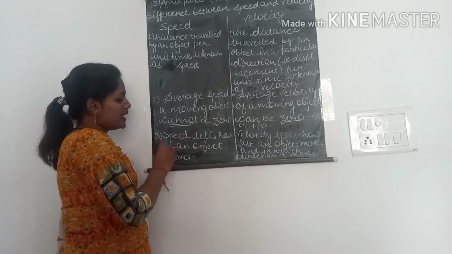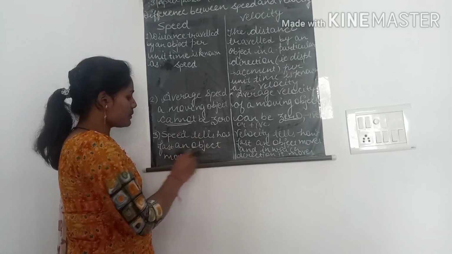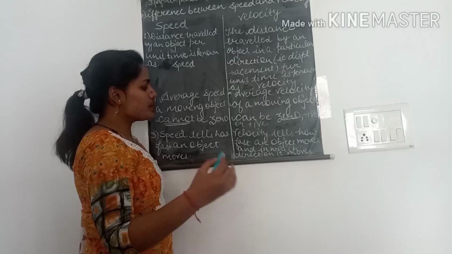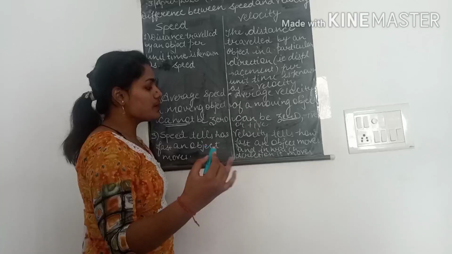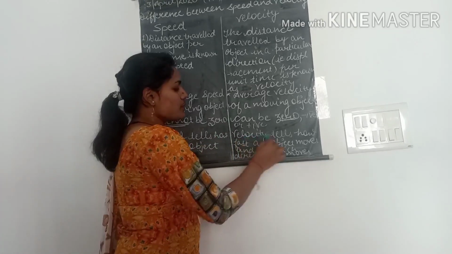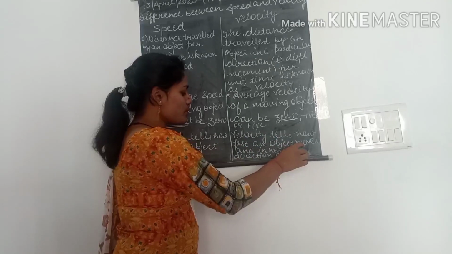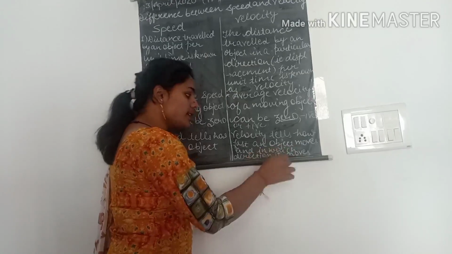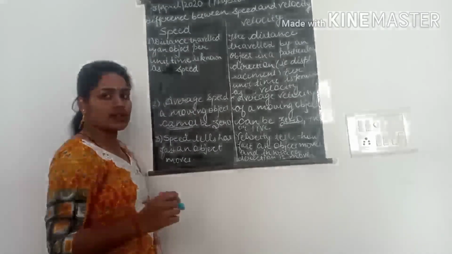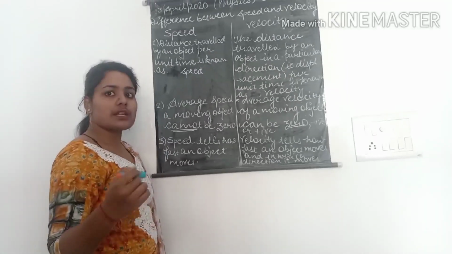Third point of speed: speed tells how fast an object moves, how much speed it takes. Velocity tells how fast an object moves and in which direction it moves. It also tells the definitions. Direction means north, south, east and west.